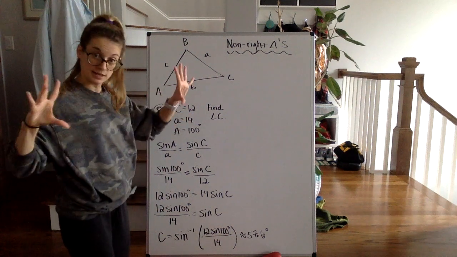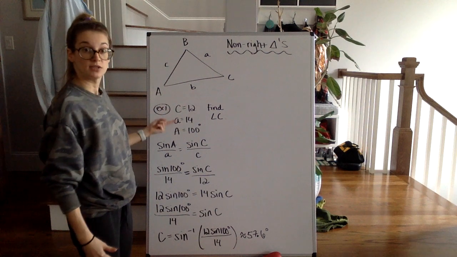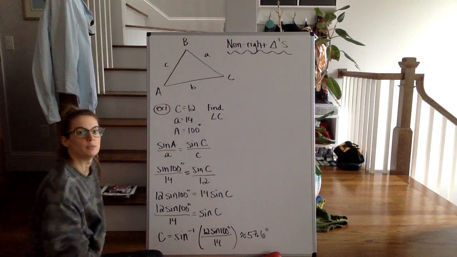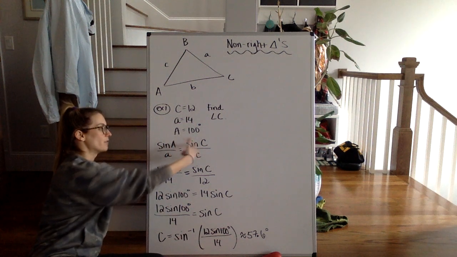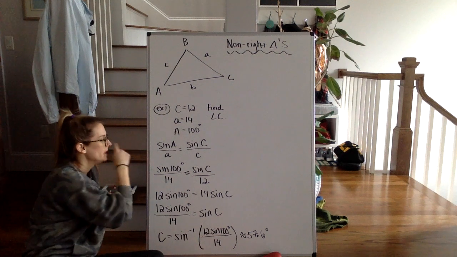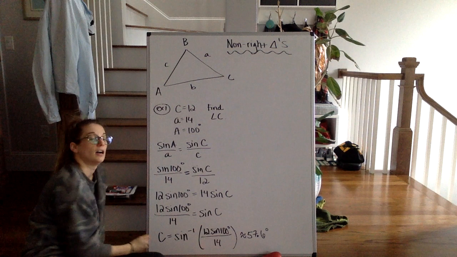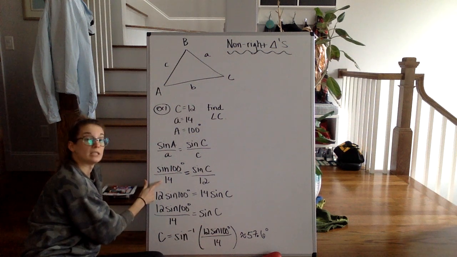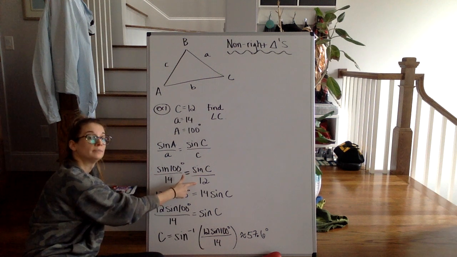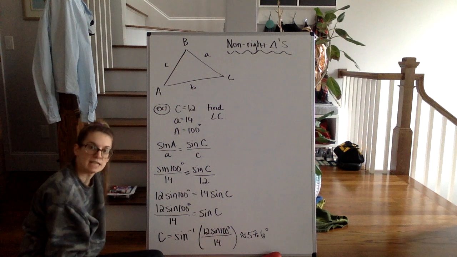So we have that extended proportion for law of sines, but because the letters I'm working with are A and C, I'm just going to use these two ratios. I don't need to introduce sine of B over B. I just have sine of A over A and sine of C over C. They're equal to each other, they're proportional. So with that formula, I'm going to plug in what I know. The sine of angle A, 100 degrees, divided by 14, equals the sine of angle C over 12. And this proportion is going to allow me to find the measure of angle C.